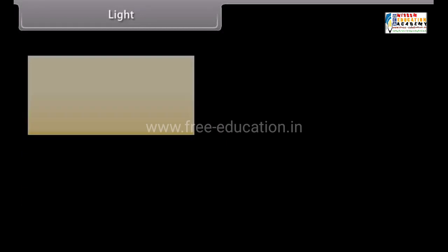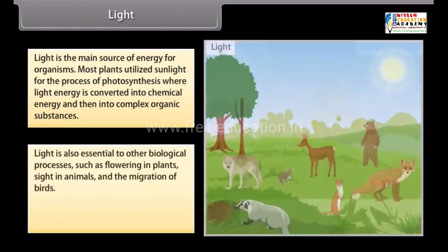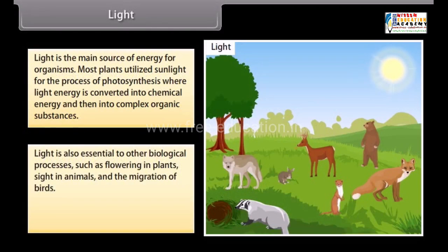Light. Light is the main source of energy for organisms. Most plants utilize sunlight for the process of photosynthesis, where light energy is converted into chemical energy and then into complex organic substances. Light is also essential to other biological processes such as flowering in plants, sight in animals, and the migration of birds. The production of food and oxygen both depend on light.